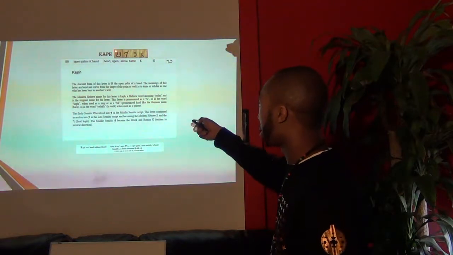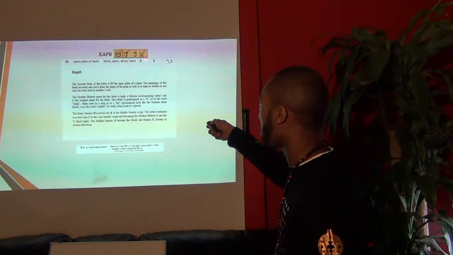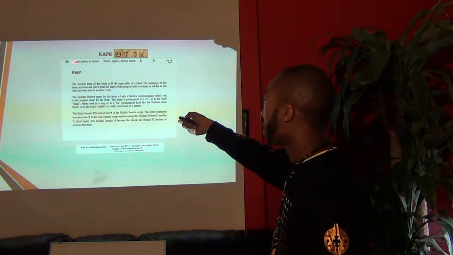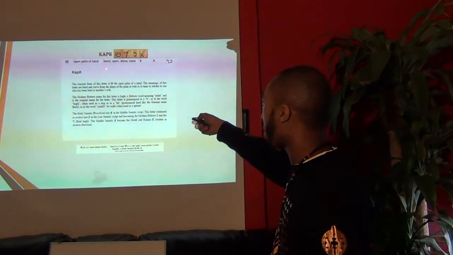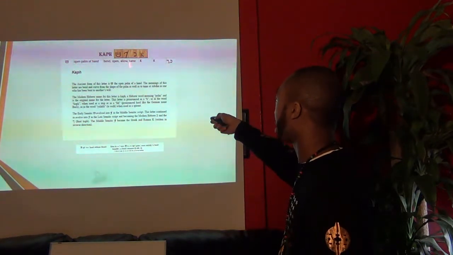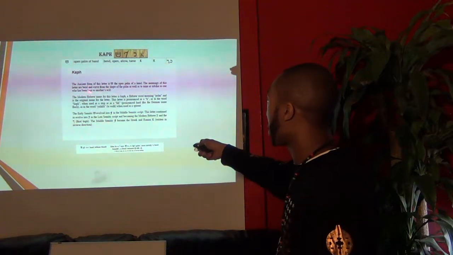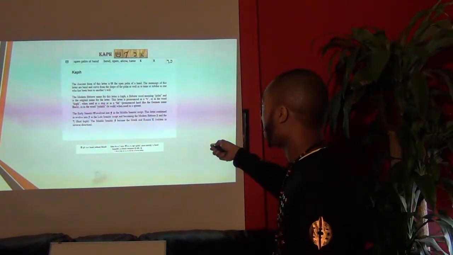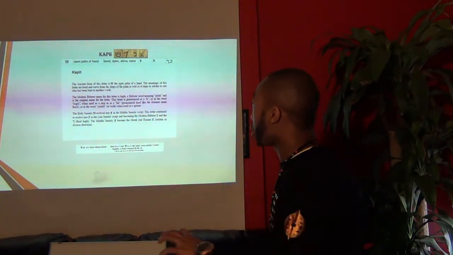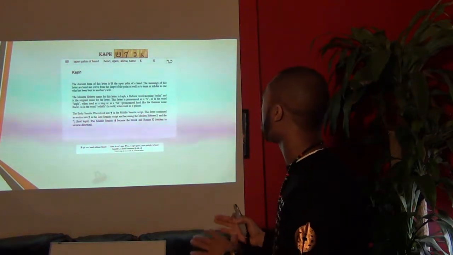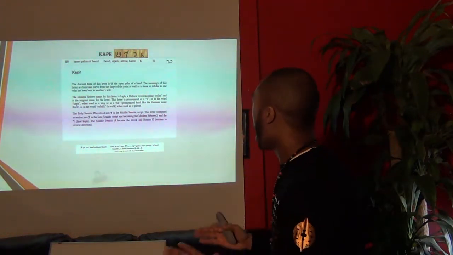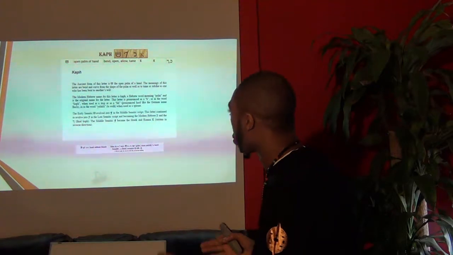Kaf, all right? This is a pictogram here, the Paleo Hebrew, the modern, and it's our English K. What does that symbolize? The open palm of the hand, to bend, to open, allow, to tame. The ancient form of this letter is the open palm of the hand. The meanings of this letter are bend and curve from the shape of the palm, as well as to tame or subdue, as one who has been bent to another's will.